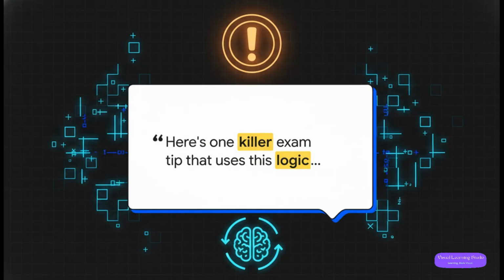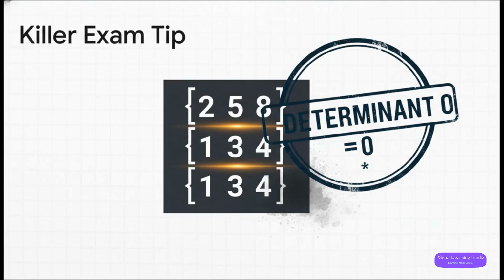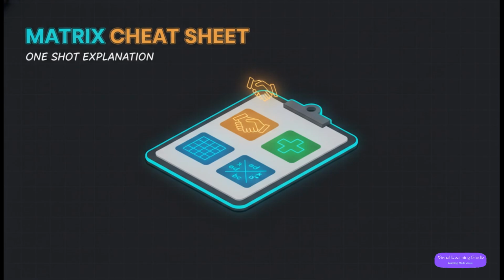Now, because you know that, let me show you a killer exam tip that uses this logic. Here it is. If any two rows or columns are identical, the determinant is always 0. No math needed. All right, let's pull all of this together with a final cheat sheet.